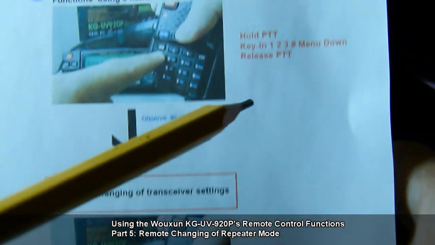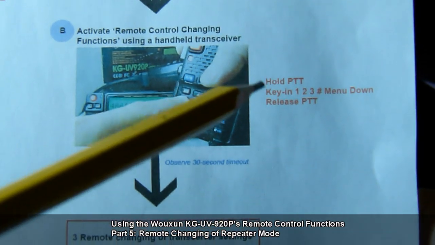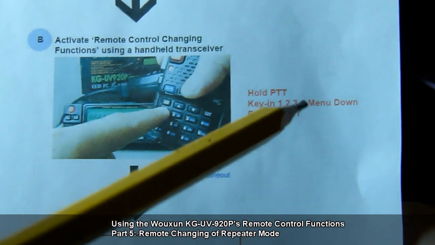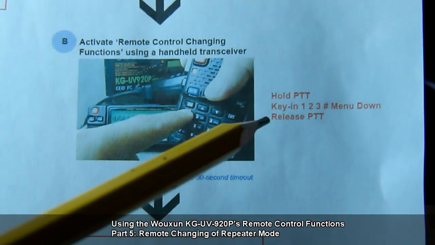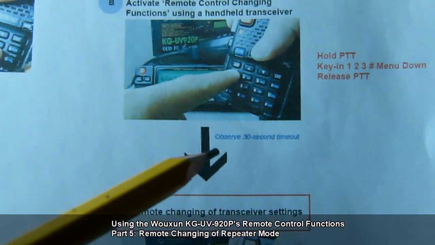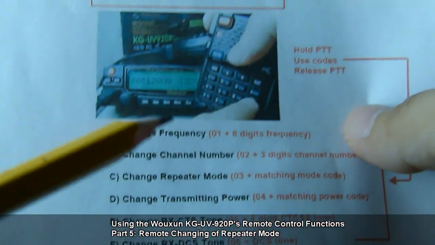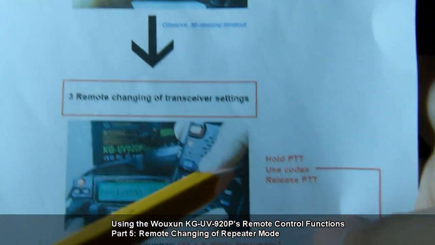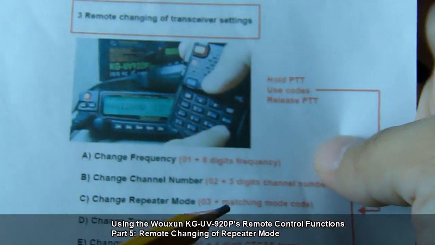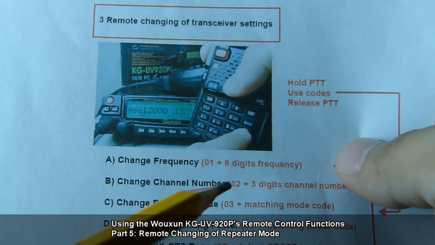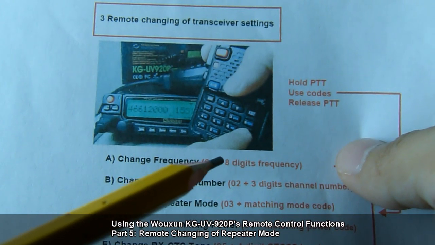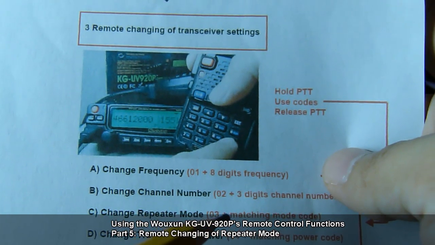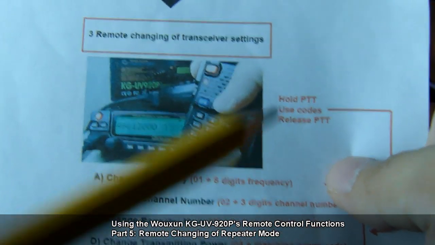3C. So that is hold PTT, this time of your HD controller, key in 1, 2, 3 menu, pound menu down, and release the PTT. Within 30 seconds, you hold again the HD controller, you hold the PTT, and use the code for changing to directional crossband repeater mode. So that would be 0, 3, 2, and then release the PTT.